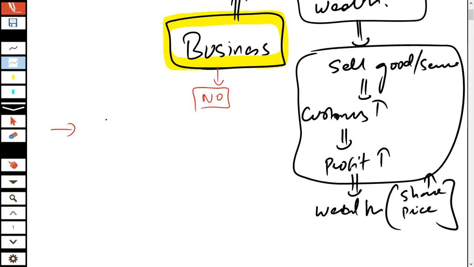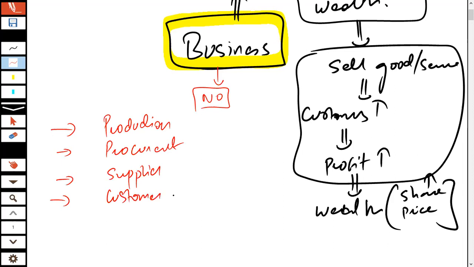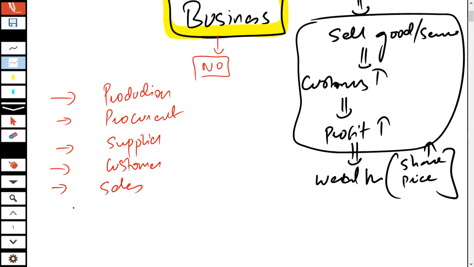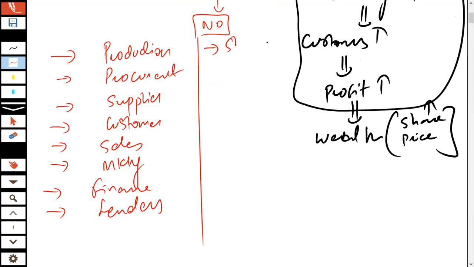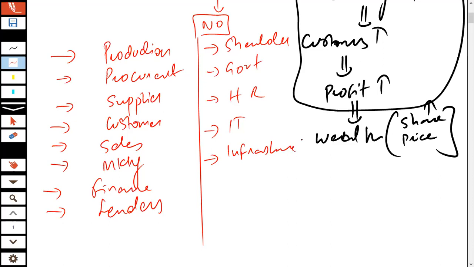This would actually mean that if you run a business, you have to look after the production of the business. You have to look after procurement. You have to look after the supplier relationship and the customer relationship. You have to look after the sales, the marketing, the finance of this specific business, the relationship with your lenders, the shareholders, the government. You also have to look after your HR department, your IT infrastructure, and the overall infrastructure of your business. Every single aspect of the business is something that you have to look after.